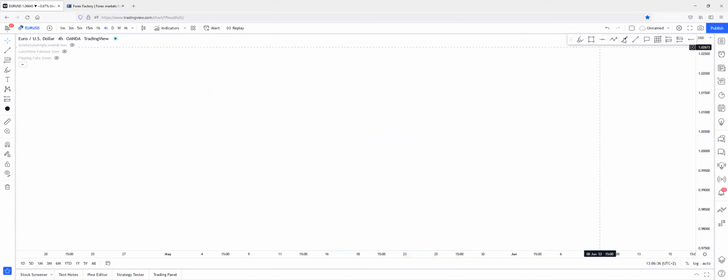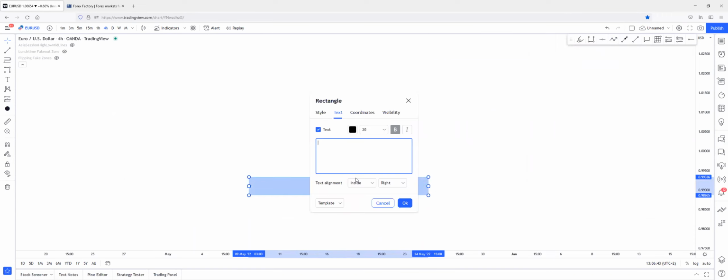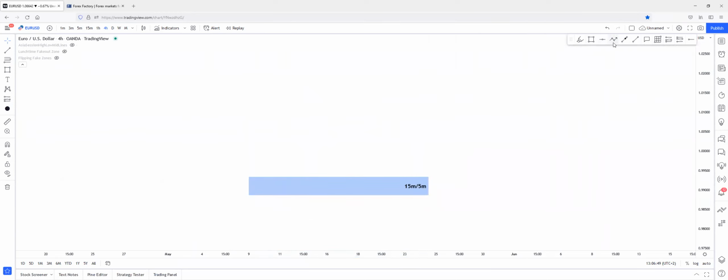Okay, and let's just start with the drawing. Let's see a pattern for a demand reversal. So around here, there's a 15-minute demand zone, or let's just stick with a 15-minute or 5-minute demand zone. That's a 15-minute or 5-minute demand zone. And let's say price is following a bullish pattern.